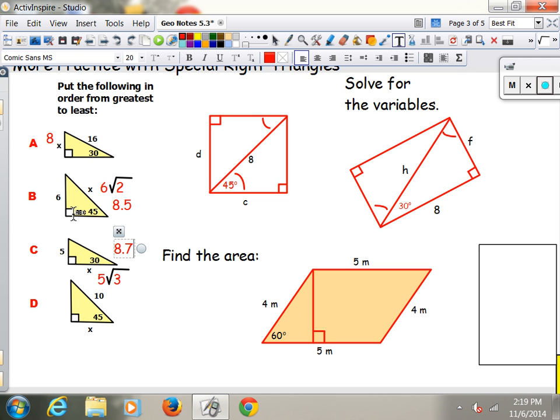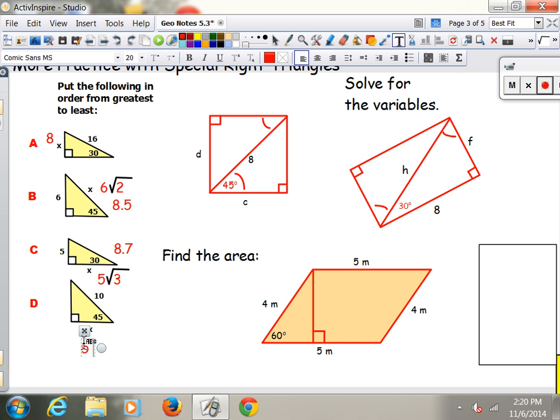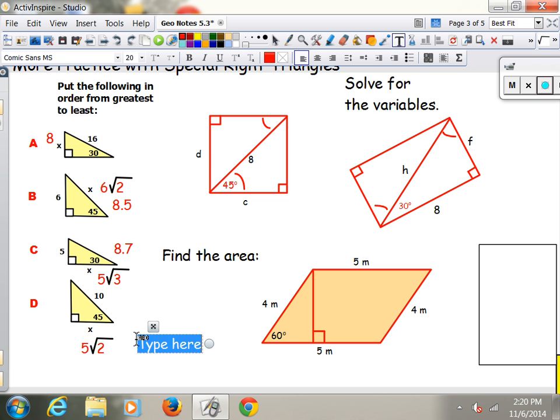Then B, then A. Now the last one is our 45, 45, 90, where they gave us the hypotenuse. Do you remember the little shortcut? When it was 8, legs were 4 radical 2. So this time it's 10, so they're 5 radical 2. If you multiplied that together, you get 7.07, which rounds to 7.1. So you can see that D was your smallest. C, B, A, D. C-bad.